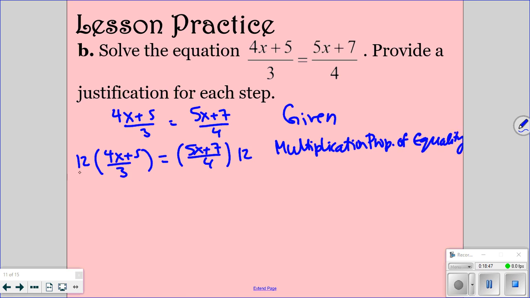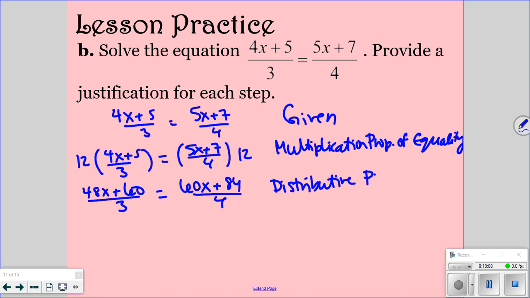From there, you're going to distribute, and so we're going to have 48x plus 60 over 3, and then 60x plus 84 over 4. So that's the distributive property. From there, you're going to simplify. So you're going to end up with 16x plus 20 equals 15x plus 21.